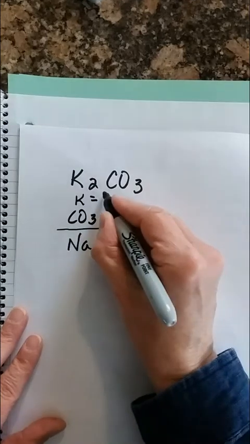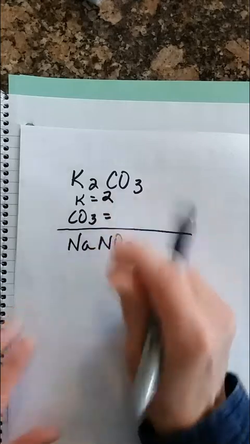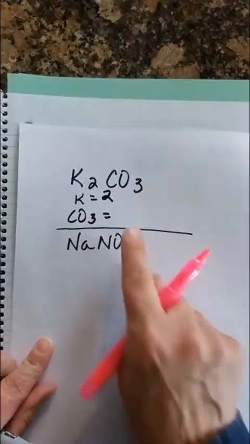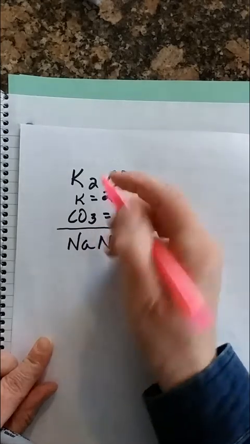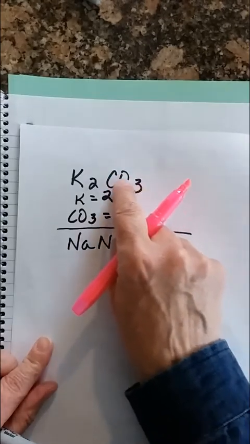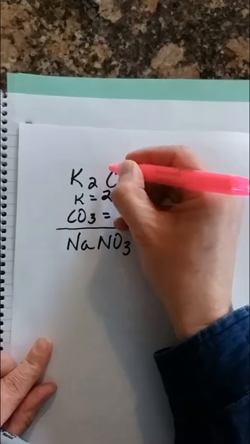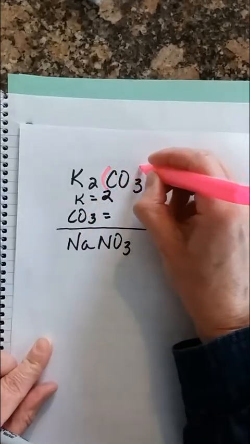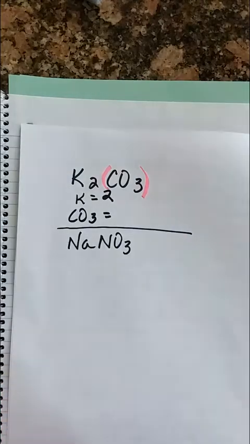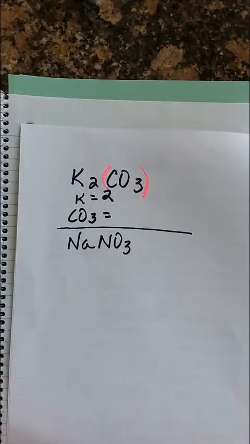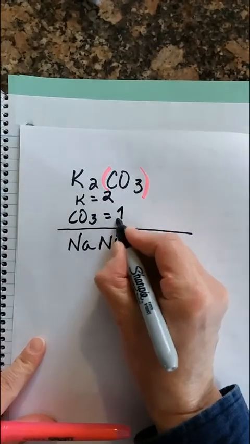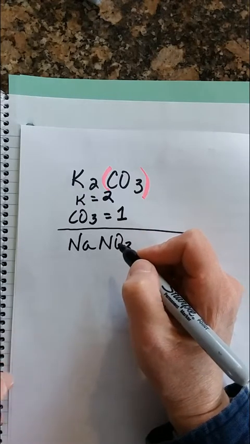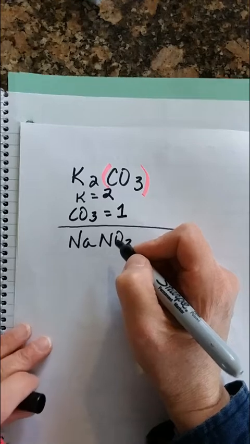We have 2 because there's a subscript 2, and CO3 is not in a parentheses. We don't have 3 CO3s. We actually have 3 O's, but if we're looking at CO3 as a polyatomic ion, let's put an imaginary parenthesis around it, I only have one of them. So we have to remember that when we're balancing equations, we have to keep that in mind with the polyatomic ions.